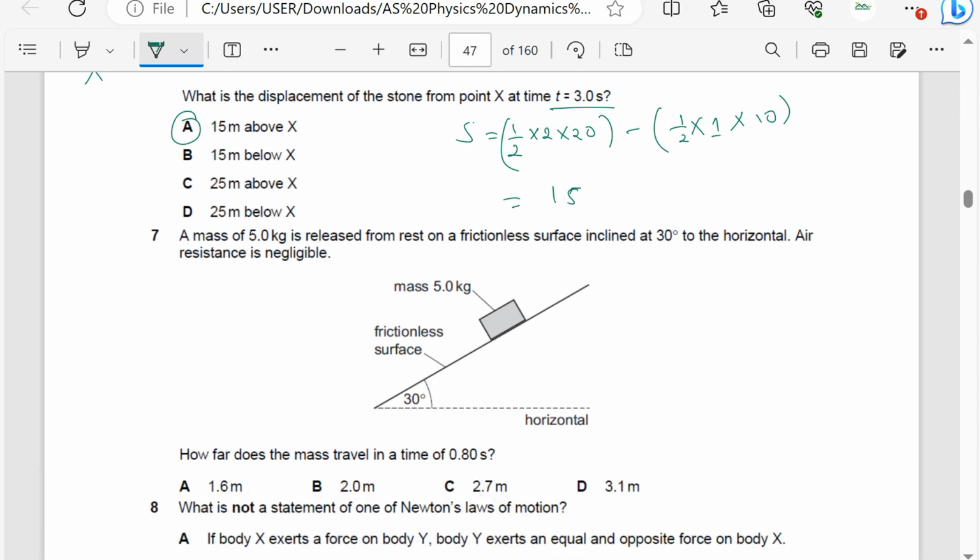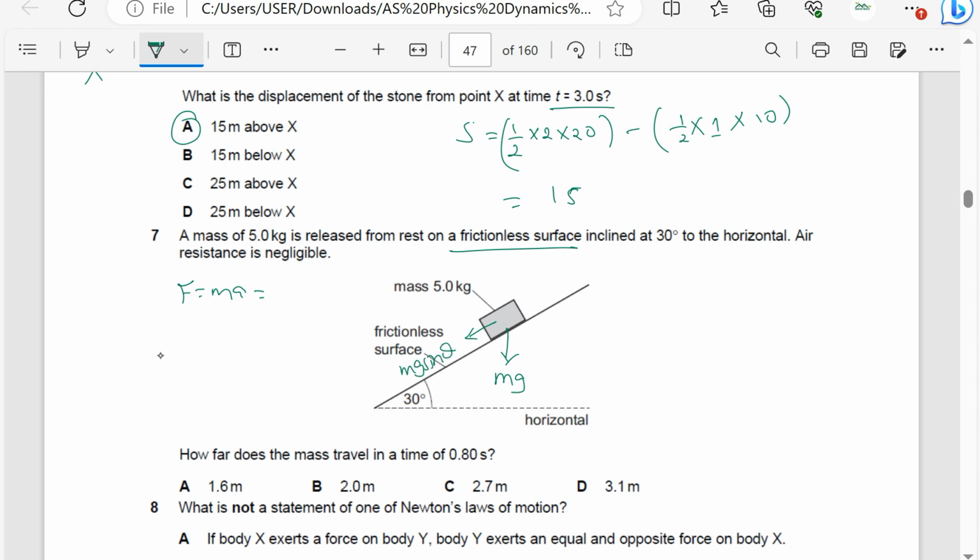Air resistance is negligible, so acceleration is acceleration due to gravity, which is constant. How far does the mass travel in a time of 0.8 seconds? So let's first find the acceleration. By Newton's second law, the resultant force is equal to mass times acceleration. Since the only force acting on this mass is the component of the weight down the slope, because it is frictionless, the component down the slope is going to be mg sin θ.